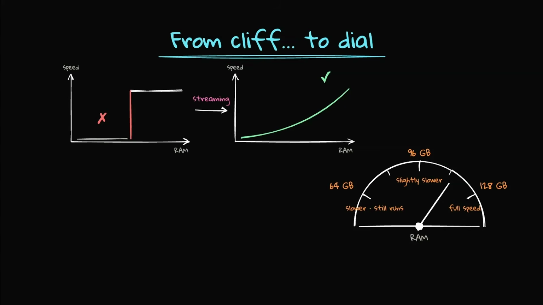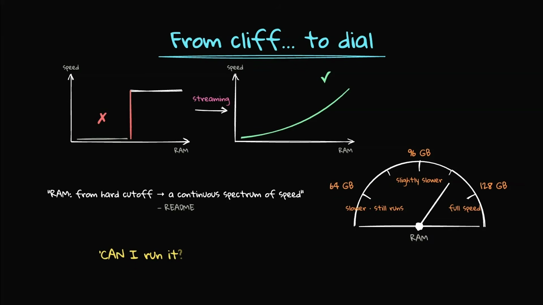So if you have a smaller cache, there are going to be more misses. It's going to be slower, but everything will still run because you are putting the most important bits on the SSD now. Now, SSD streaming turns the amount of RAM from a hard cutoff, which defines whether you can run this model or not, into a continuous spectrum of speed levels. So with this whole project, the question is no longer, can I run this model? It's how fast I can run this model.